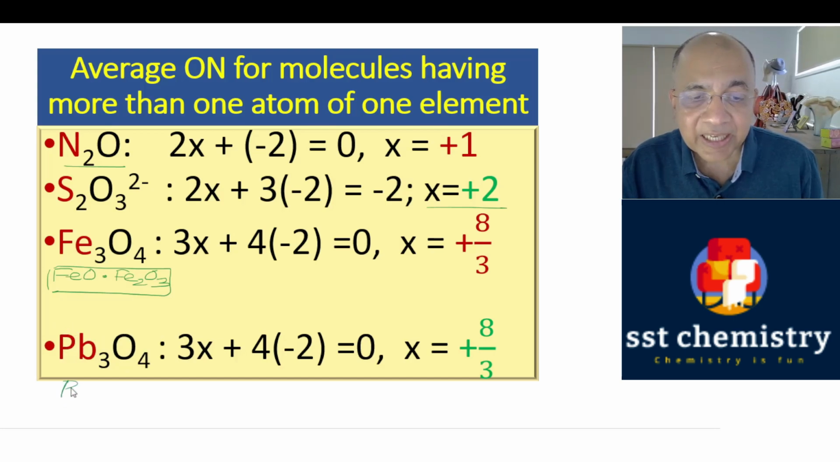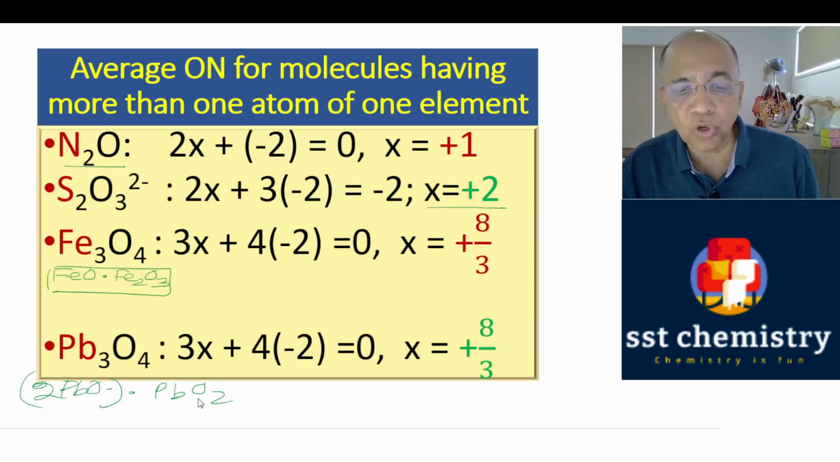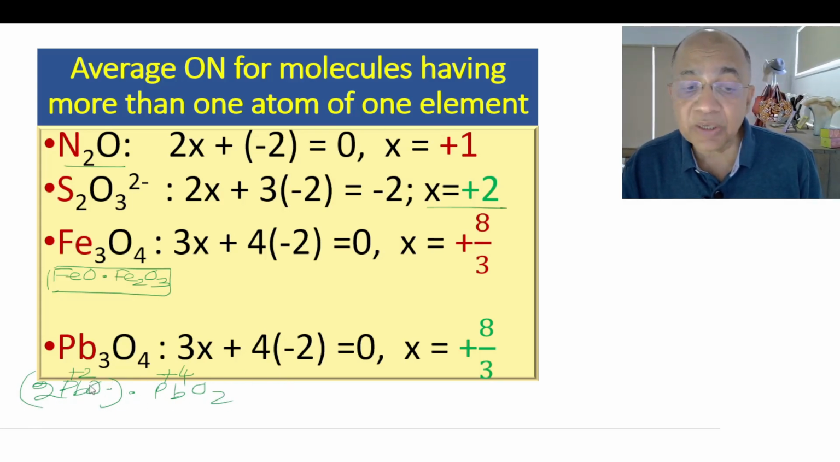Similarly, this is called red lead. So this red lead is nothing but 2 PbO dot PbO2. So there are 2 moles of PbO and 1 mole of PbO2. Here Pb is in the +4 state, plumbic state, and in the other two each lead will be in the +2 state. So if you add them, it will be Pb3O4. And the average: +2, +2, that is +4, and 1 +4 together +8, shared by 3. So the average will be 8 by 3. That also you get by the X method.